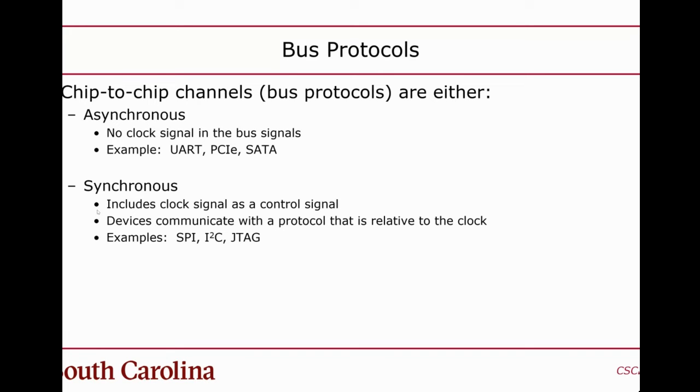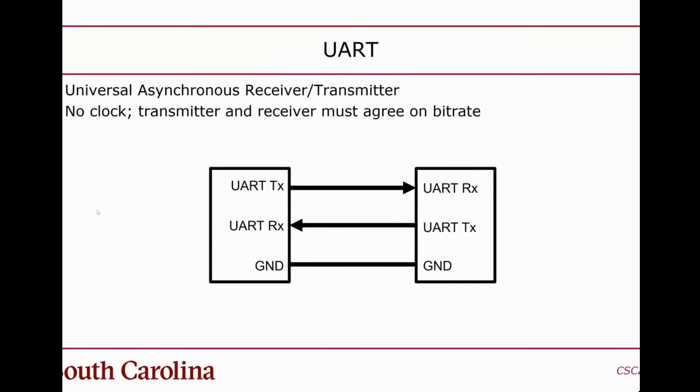Asynchronous is just there's no clock inside the channel, whereas synchronous is a clock. The first one we talked about was UART, which is comprised of 3 wires. There's a transmit, receive, and a ground. Actually, that's not entirely correct. You don't need all 3 wires. You could just have a receive and a ground, then a transmit and a ground connected, depending on whether or not you want to have bidirectional communication. But you do need the ground. The ground is necessary.